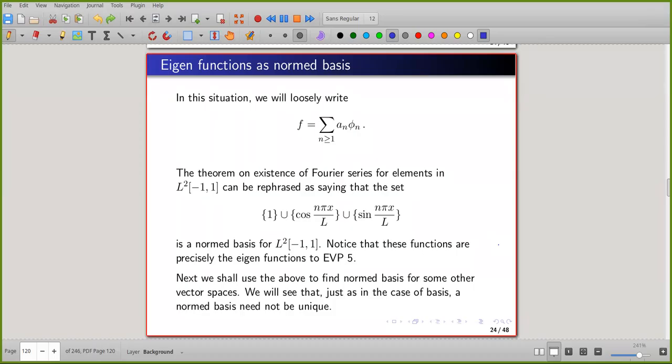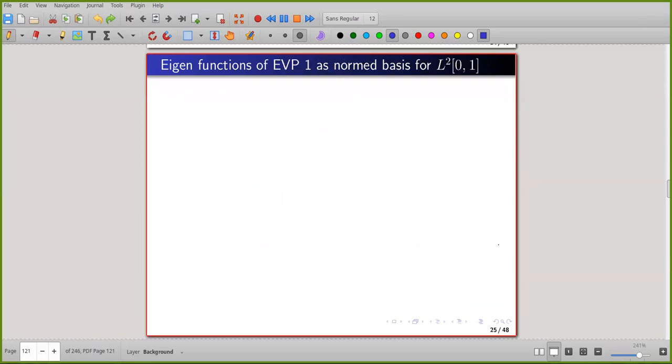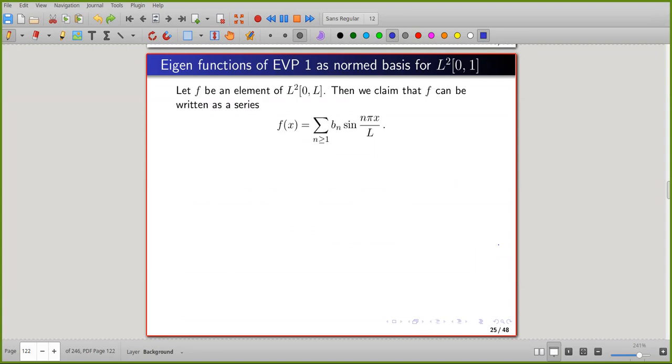Okay, so let's go ahead. Eigenfunctions of EVP1 as norm basis for L2 0 comma 1. So here is the claim. Let f be any element of L2 0 comma 1. Then we claim that f can be written as a series: f of x is equal to summation n greater than equal to 1, b_n sin n pi x by L.